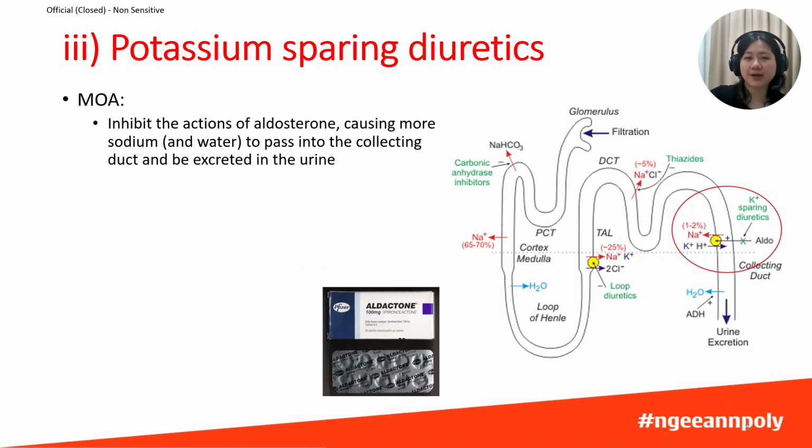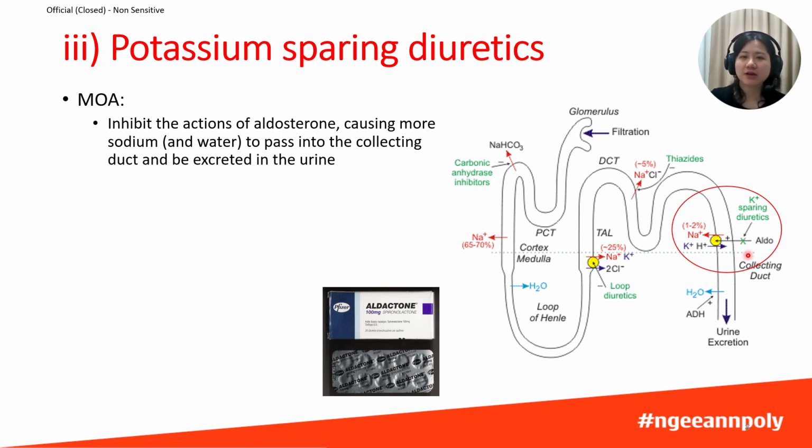Another class of diuretics are the potassium-sparing diuretics. They work by inhibiting the actions of aldosterone. Aldosterone is a mineralocorticoid hormone secreted by the adrenal glands, which increases the reabsorption of sodium from the kidney tubules into the blood by increasing the activity of the sodium-potassium ATPase pump in the kidney tubules.